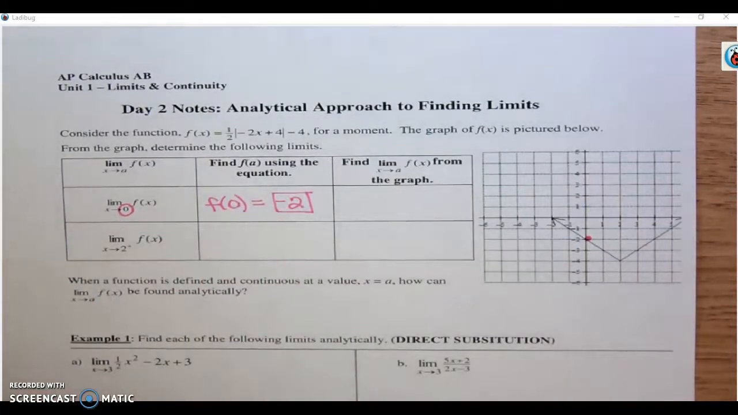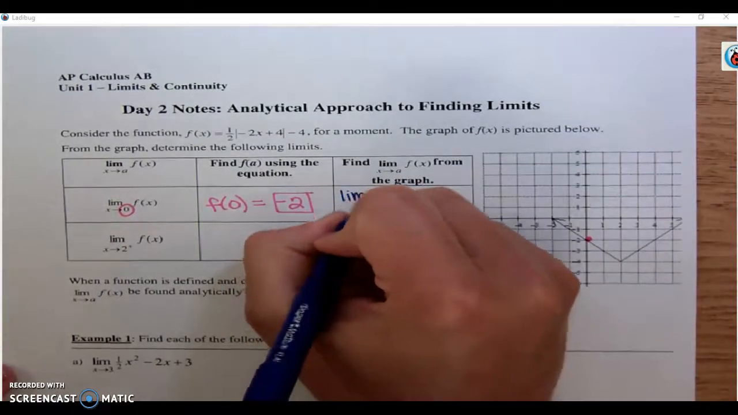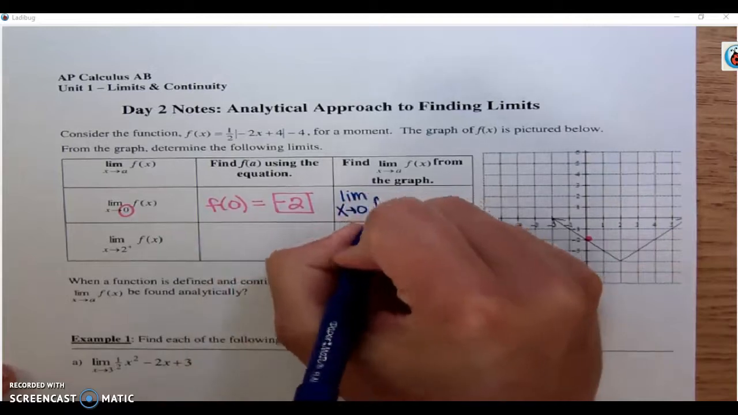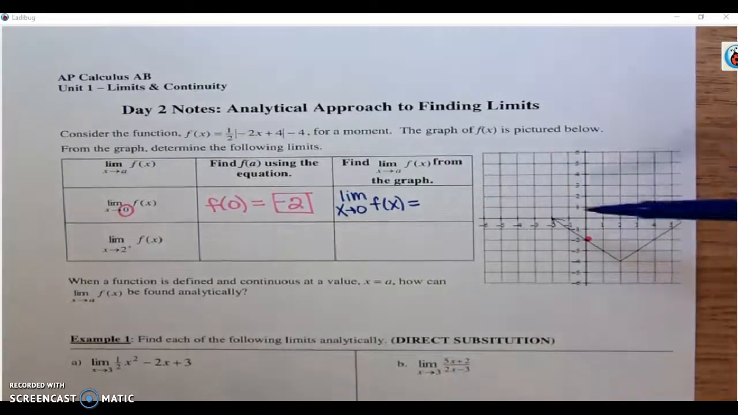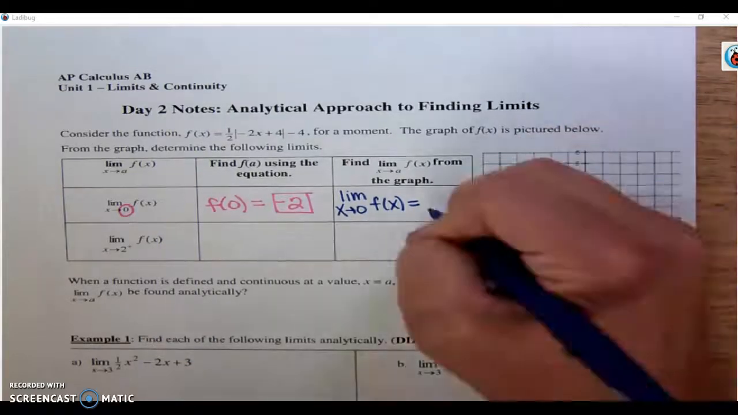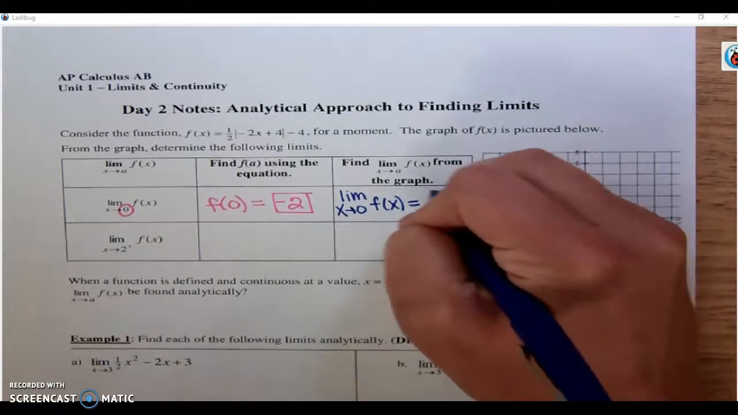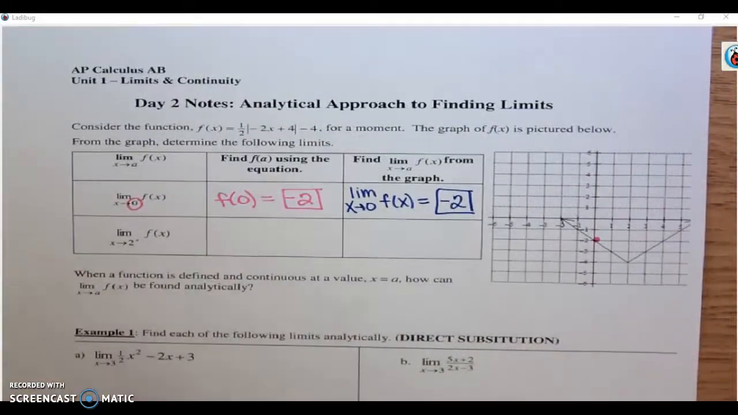Okay, so now I'm going to go ahead and find the limit, because that's what they asked for us to do here. So if I do the limit as x approaches 0 of f of x, remember for the limit you have to check coming in from the left, that y value is -2. Coming in from the right, that y value is also -2. So the limit as x approaches 0 is -2, which is the same as here.